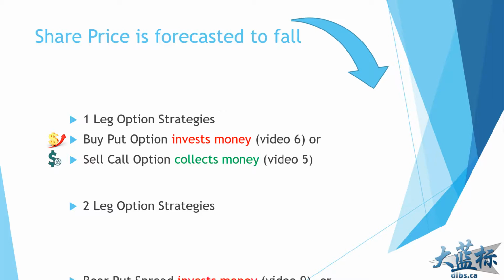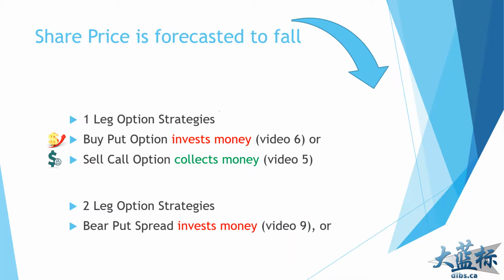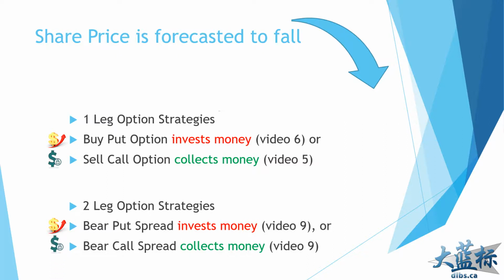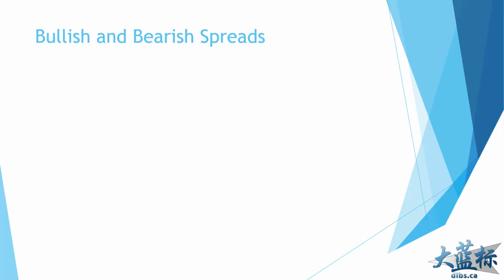And then using 2-leg options that we talked about in video 9, you can use a bear put spread, where again you're investing money, or you are able to execute a bear call spread where you collect money up front. Anytime you're investing money, you are contemplating an increase in your spread value, so you can close it out later on for a profit. Or with a bear call spread, you're collecting money up front by way of a credit spread.